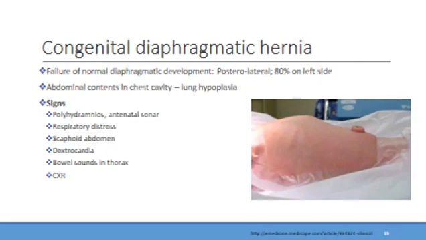The signs that you most commonly see is a history of polyhydramnios, and this condition can be diagnosed antenatally on sonar. These babies might have severe respiratory distress. You can see a scaphoid abdomen, dextrocardia with heart sounds more clearly heard to the right of the sternum can be present, and then obviously if you hear bowel sounds in the thorax, it could be an indication of the hernia, and then a definitive diagnosis is made on chest x-ray.